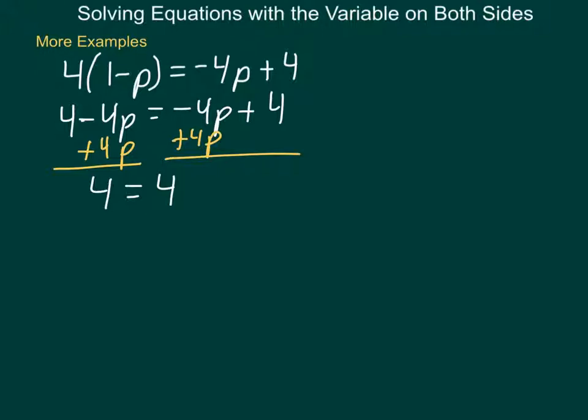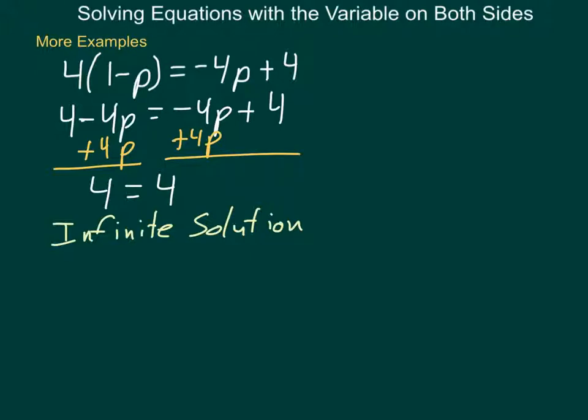When you have a situation like this, where all your variables disappear and you're left with a mathematical numeric equation that is completely true, what this means is there are an infinite number of solutions. What that means is that it doesn't matter what number you put in for x, or your variable, in this case p, it will always work.